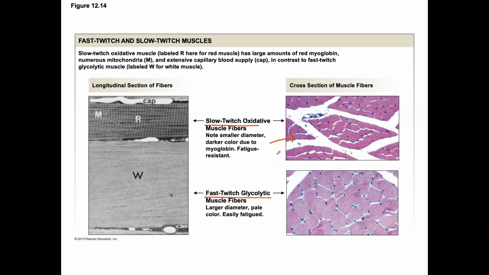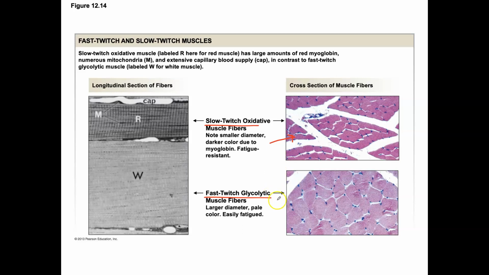When we look anatomically at the cross-section of slow twitch muscle cells, you'll notice that the slow twitch muscle cells have smaller diameters. Therefore, they're not going to be as strong because they have less myofibrils in them, but they're darker in color because of the myoglobin content. And so they're going to be more fatigue resistant.